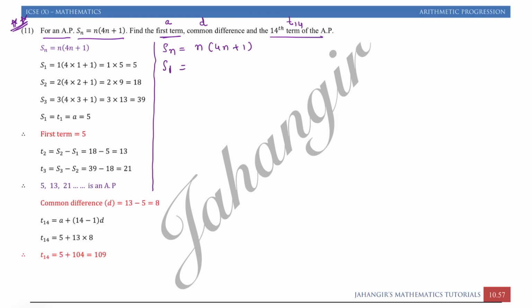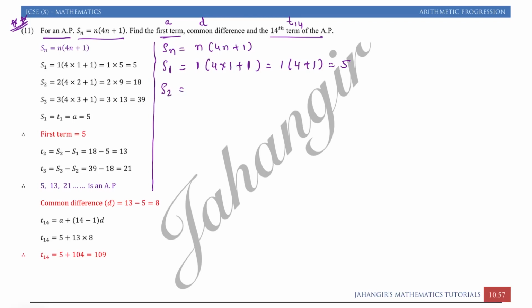Sum of first term means just the total of the first term. So the logic is that the sum of first term is obviously the first term only. Just putting 1 in place of n, you will get the first term. So that will give you 1 into 4 plus 1, that is 5. 5 into 1 is 5.